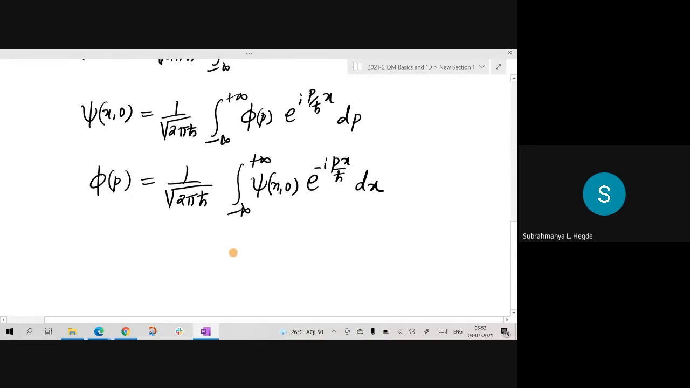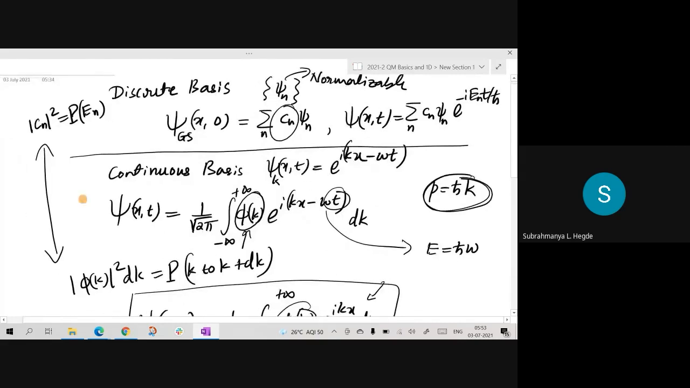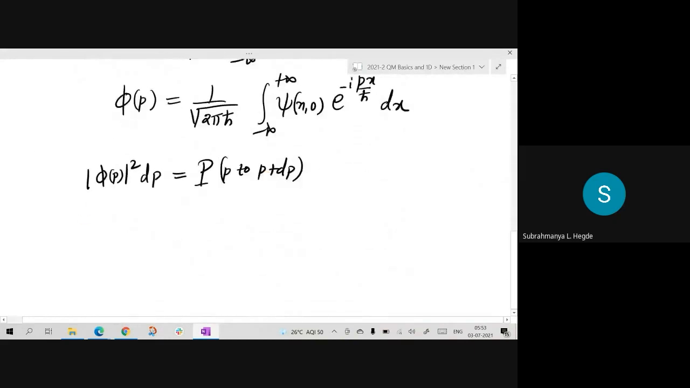Now look here. What does this coefficient say? Mod phi of p the whole square into dp is the probability of finding the momentum of the particle from p to p plus dp. Here Cn square was the probability of finding the energy. And mod psi of x comma t the whole square into dx is the probability of finding the position of the particle from x to x plus dx.